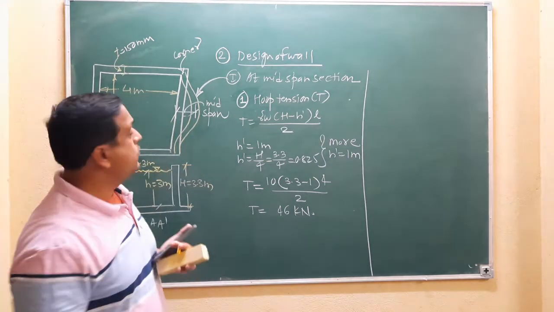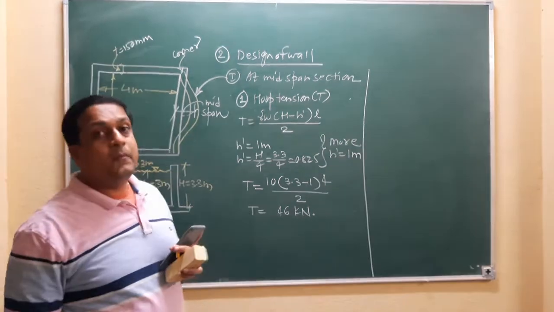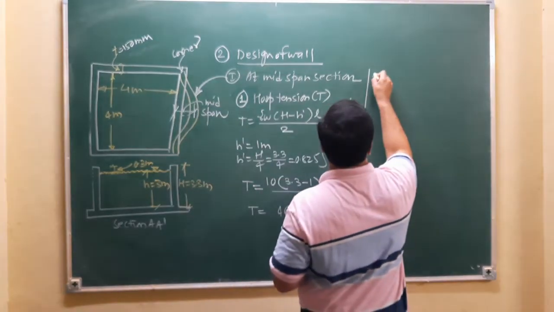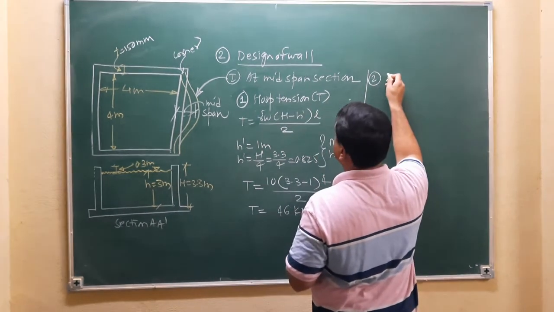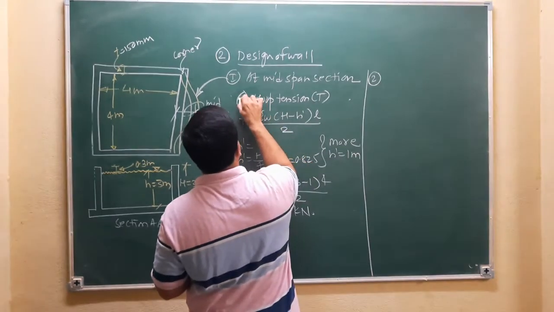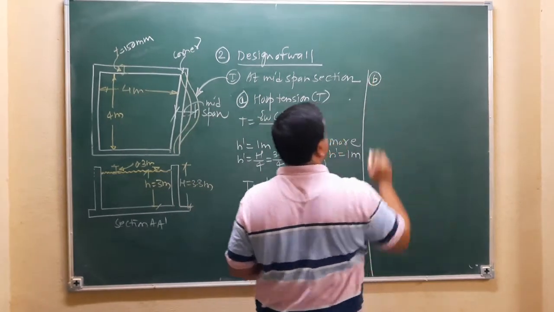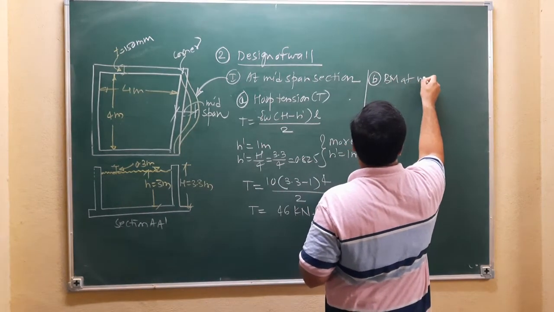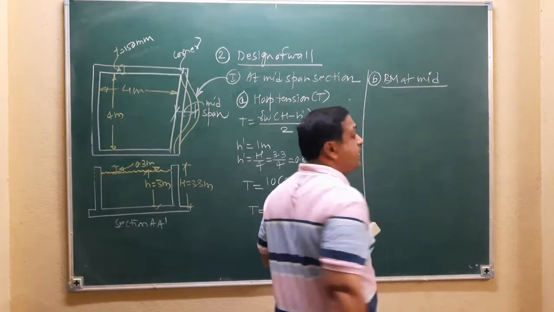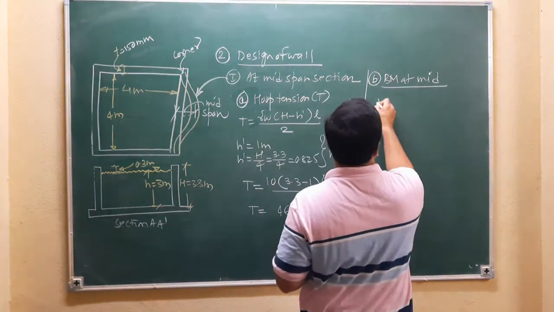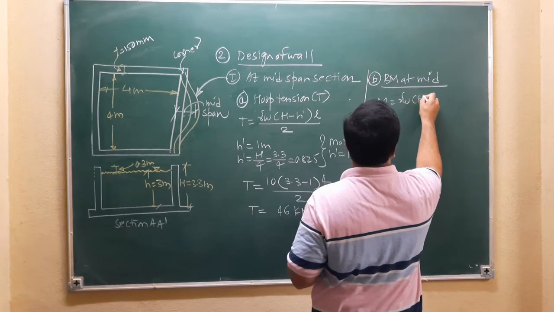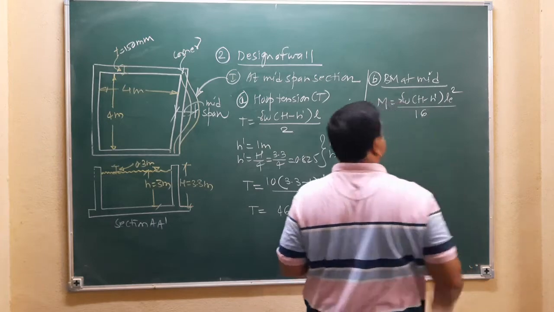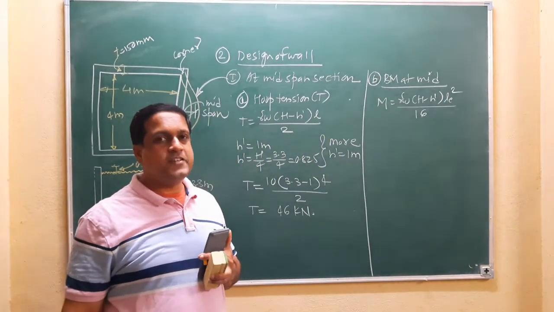Now you have to find out the bending moment developed laterally at mid span. So this is substep number 2, small a, small b. So bending moment at mid. What is the formula? Bending moment at mid, M, is equal to gamma W into (H minus H dash) into L effective square divided by 16. 1 upon 16 is the coefficient at mid span.